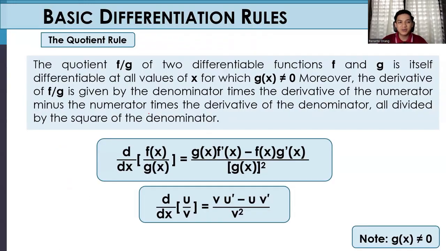Last rule for this video is called as the quotient rule. Ibig sabihin, if we have two functions that is divided by each other, all we need to do is to copy our denominator multiplied by the derivative of our numerator minus copy our numerator multiplied by the derivative of our denominator, and then that is all divided by the squared of our denominator. Take note lang po, class, na yung ating v must not be equivalent to 0 because anything that is divided to 0 cannot be solved.